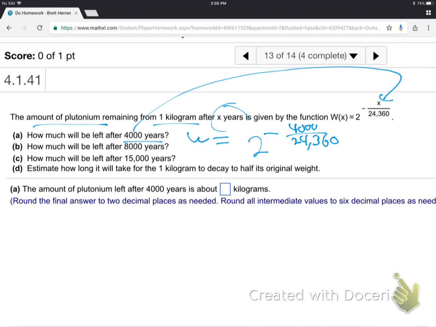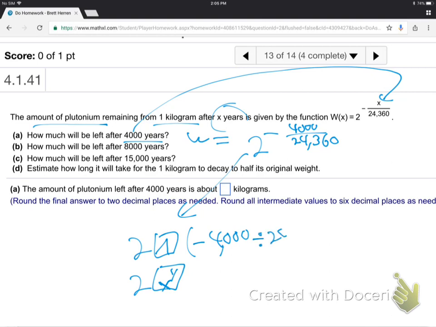Now, can you do that in your calculator? Let me help you with that. So how would you do this on your calculator? 2 to the power. Now, the power button is like an up arrow on the TIs. It's an X to the Y on some calculators, depending on your power button. And then you would go parenthesis, negative 4,000 divided by 24,360, hit equals. That's how you would type it in.